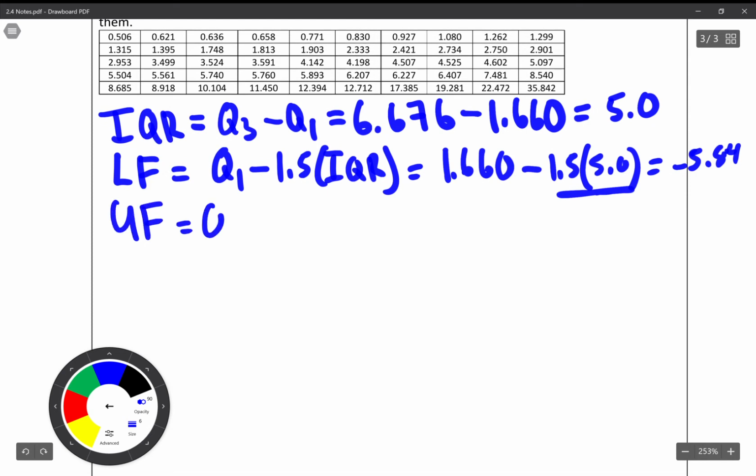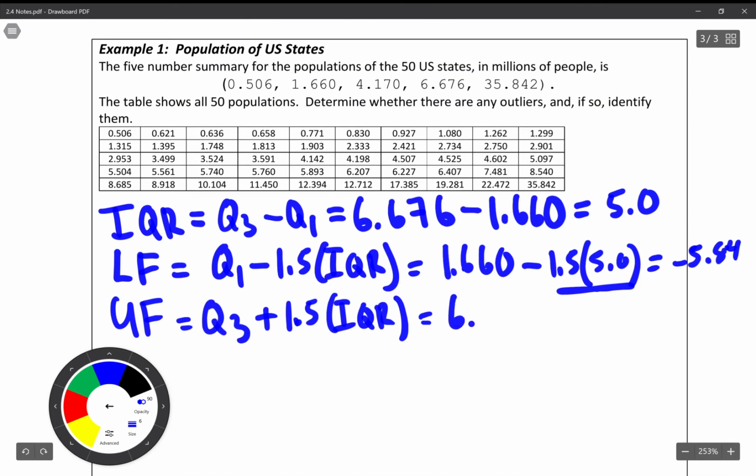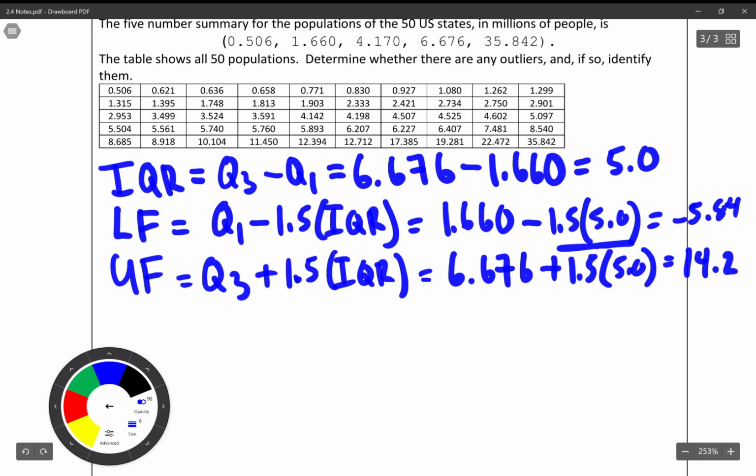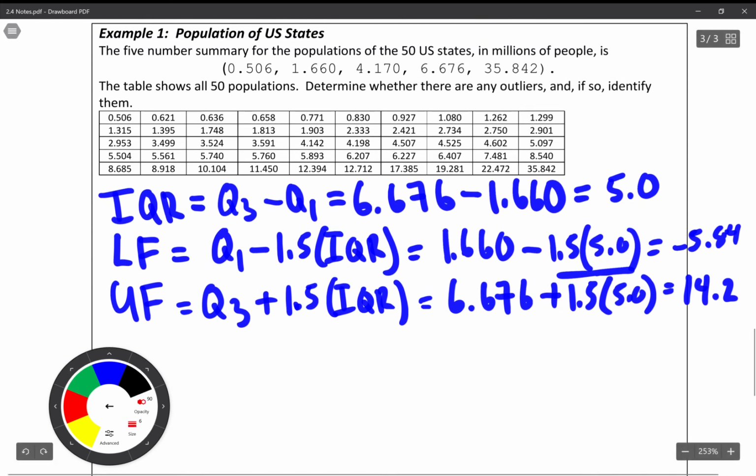So this is going to be your quartile 3 plus 1.5 times the IQR. Let's go with, this is our IQR. Excuse me, this is the third quartile plus 1.5 times the IQR. 14.2, and of course 14.2 is in millions. So are there any numbers above 14.2? Yes, there's one here, one here.